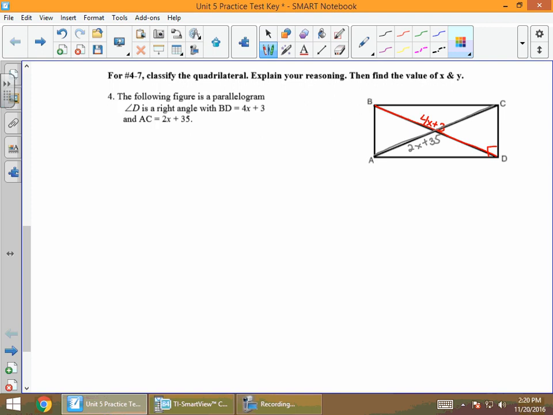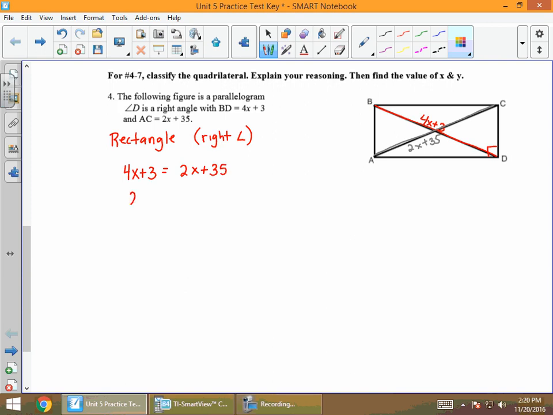All right, so the first thing I have to do is define what type of a quadrilateral it is. It's a parallelogram and it has a right angle, therefore it is a rectangle. And the reason, because of that right angle. Now, if it is a rectangle, one of the other properties of a rectangle says that the diagonals are congruent to one another. So this 4x plus 3, the red diagonal has to equal 2x plus 35, the gray diagonal.